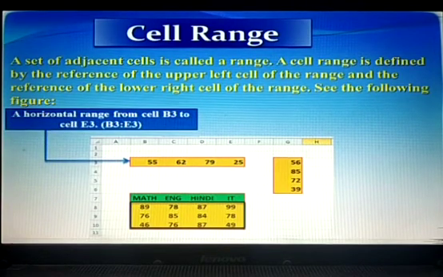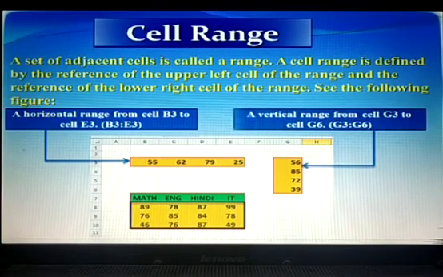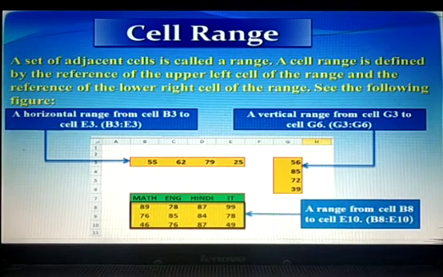This is the horizontal range from cell B3 to E3. It means the cell range is B3 colon E3. This is the vertical range from cell G3 to G6. It means the cell range is G3 colon G6. And this is a mixed range, a range from cell B8 to cell E10. It means the range is B8 colon E10.